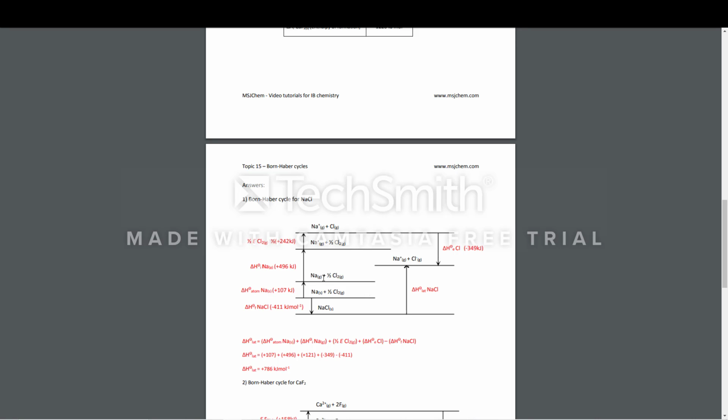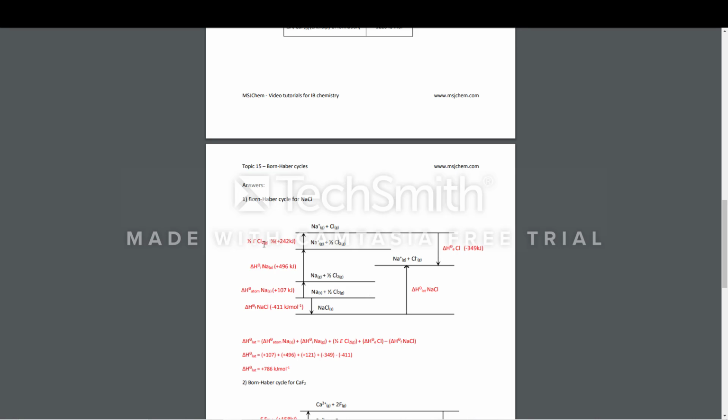So for the ionization, you can see the only difference here is on here. We removed one electron, which caused the Na to be positively charged here. So when we're removing it, we are also adding energy to do that. So that's why this number here is positive.